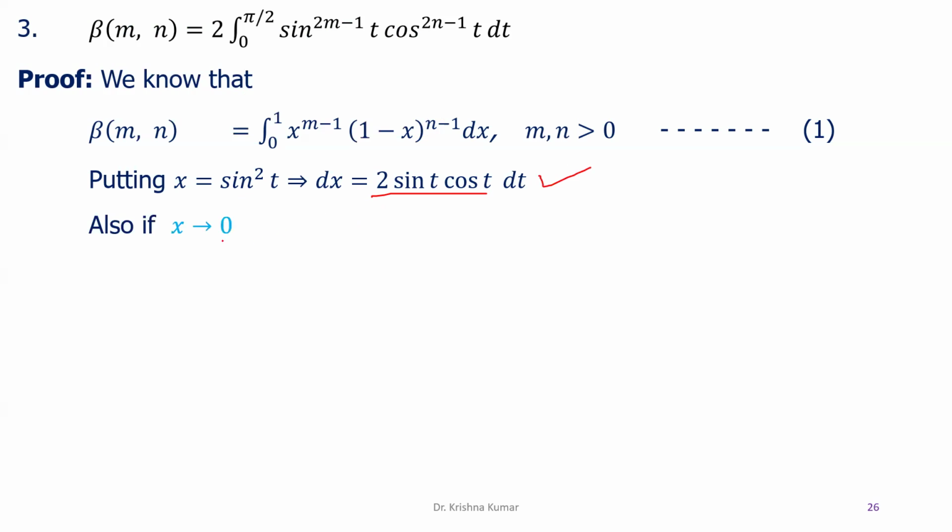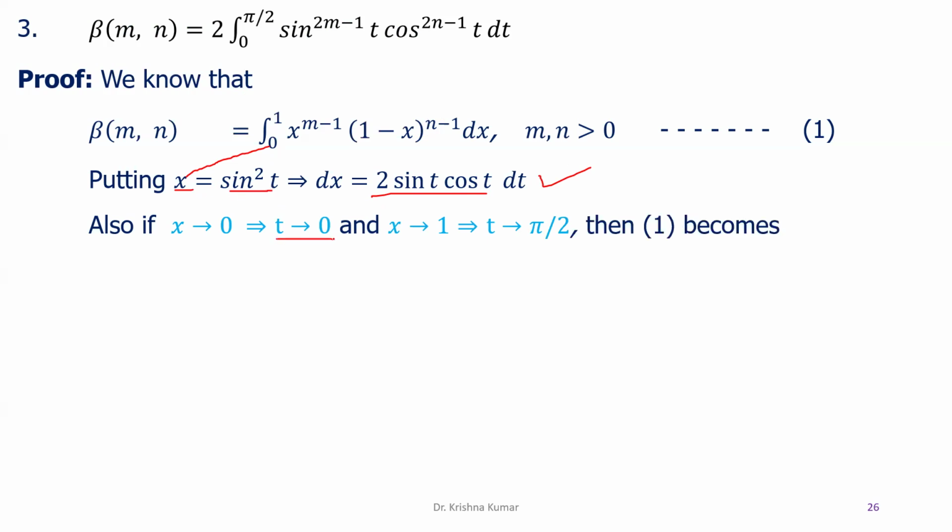Also, let us change the limit. If x tends to 0, then sine square t equals 0, which is equal to sine 0. So it gives us t equal to 0. And if x tends to 1, then sine square t is equal to 1, which can be written as sine pi by 2. So when x tends to 1, t tends to pi by 2.